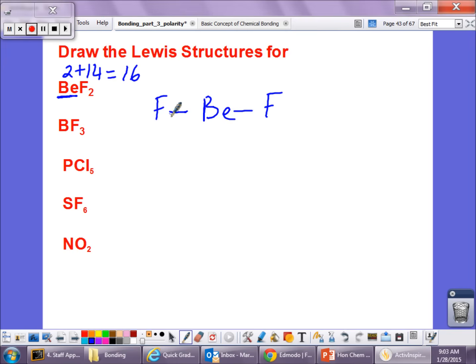So I have used a pair of electrons here, which is 2, a pair of electrons here, it is 2. 2 plus 2 gives me 4. 16 minus 4 gives me 12. So I have 12 electrons to place. So I have 2 here, 4, 6, 8, 10, 12. I already placed everything that I had.